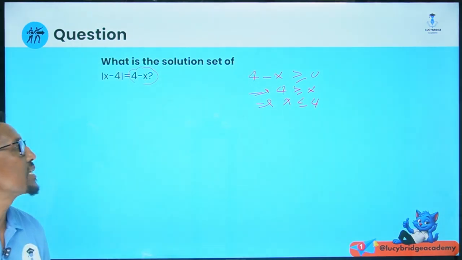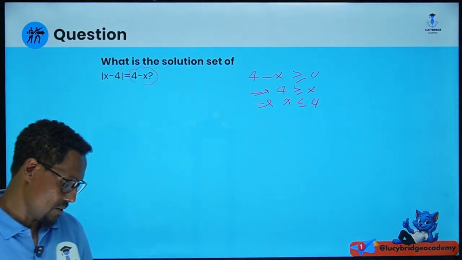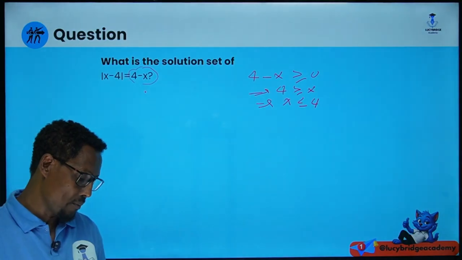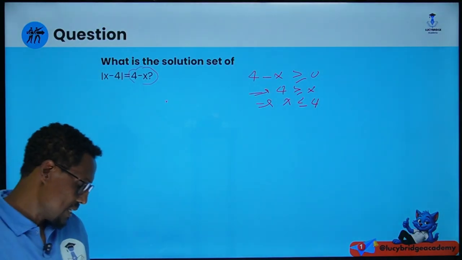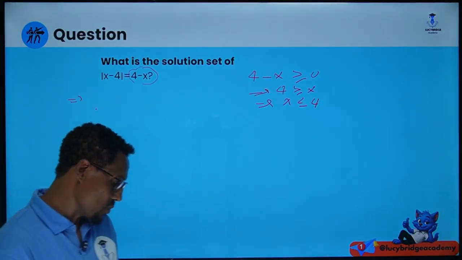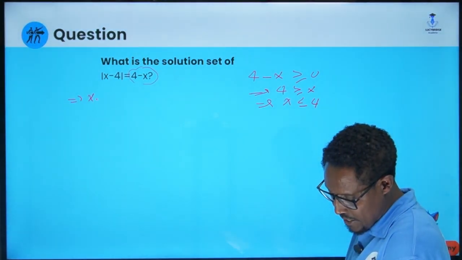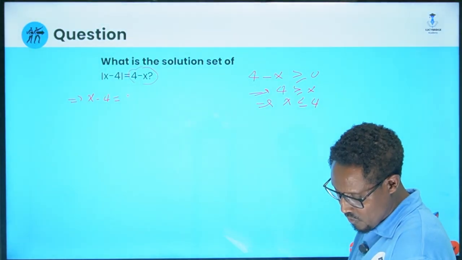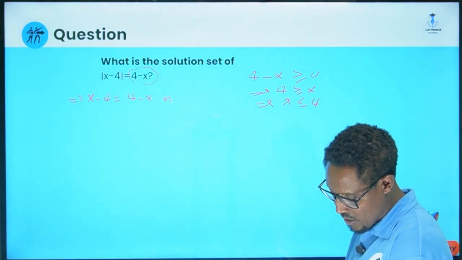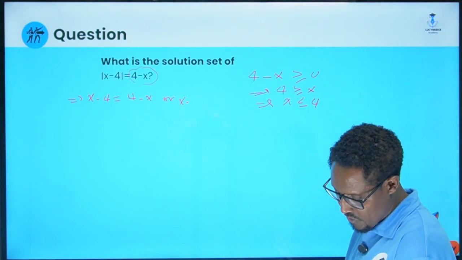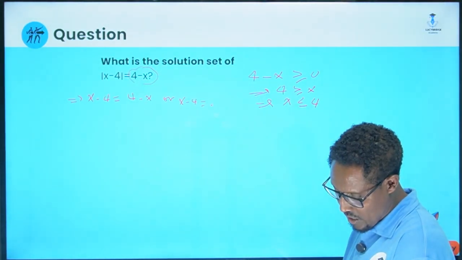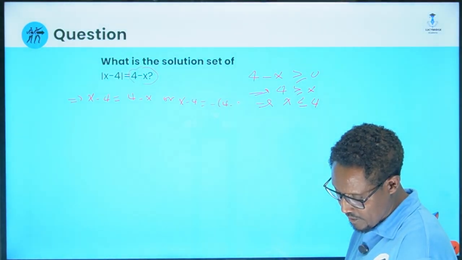In this case x must be less than or equal to 4. Now we assume that 4 minus x is greater than or equal to 0. This means the absolute value of x minus 4 is equal to 4 minus x, which means x minus 4 is equal to 4 minus x, or x minus 4 is equal to minus of 4 minus x.